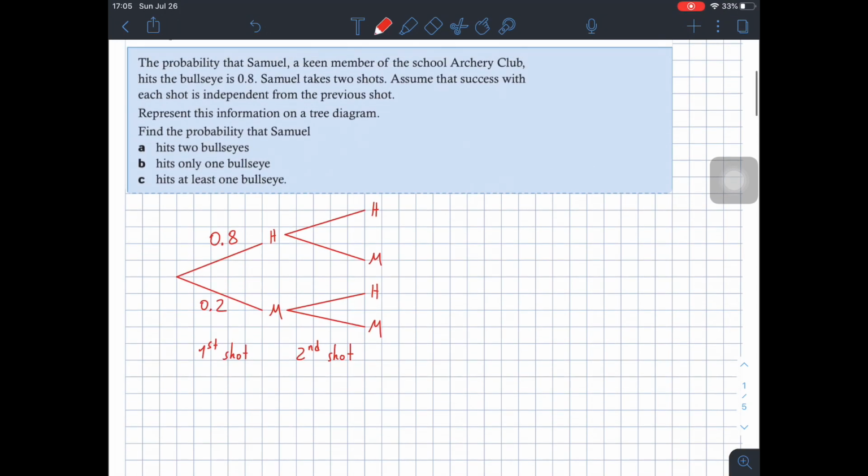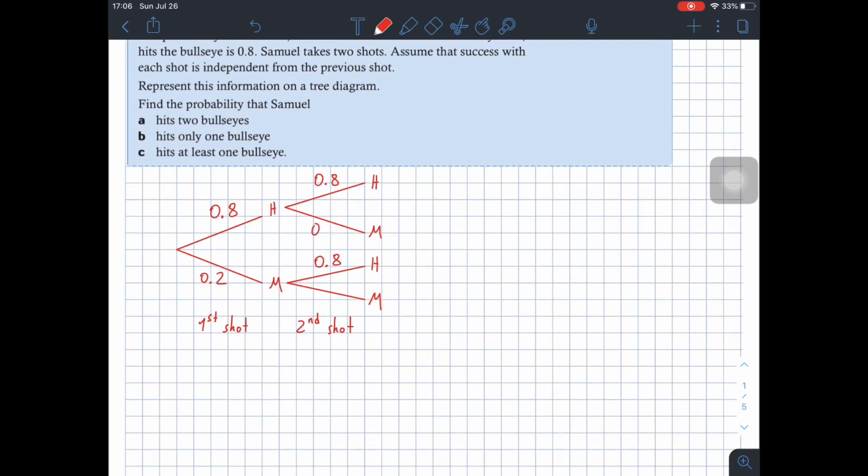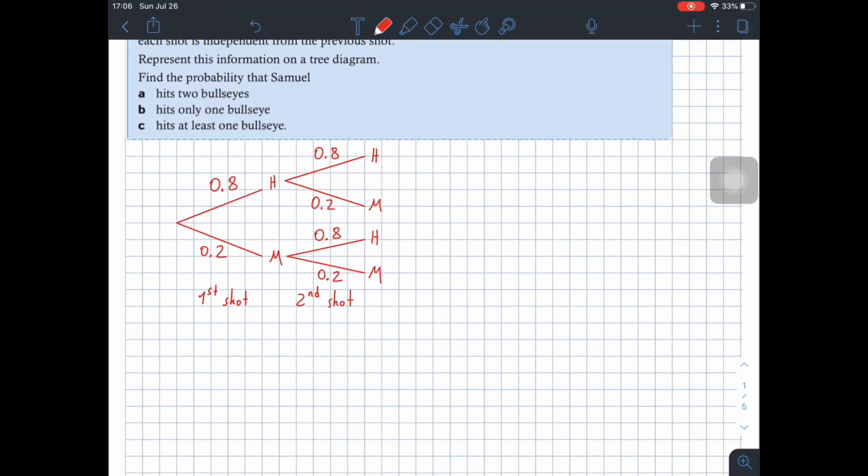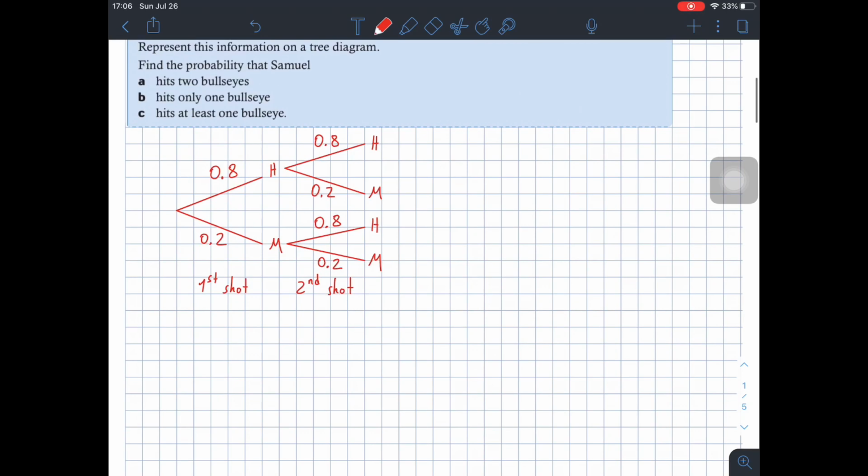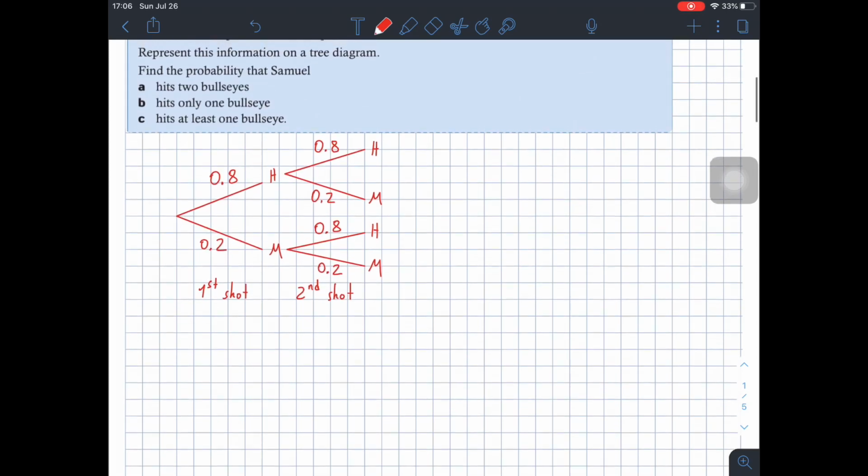Okay, so if the success of each shot is independent from the previous shot, then we know that in the second shot, the probability of hitting again would be 0.8. So this is 0.8. This would also be 0.8. And the probability of missing would be the same, right? 0.2, 0.2. You see that we're always fulfilling the property that the sum of the branches should be equal to 1.